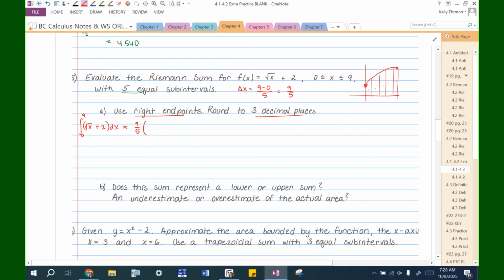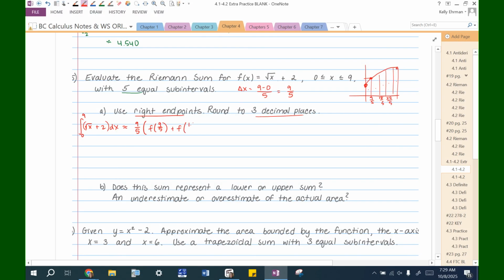1, 2, 3, 4, 5. Okay, so if you have 5 subintervals, your first one is this way. This is at 9/5. This one's at 18/5. 27/5. So you can keep counting on here. So it's going to be f of 9/5 for the first one instead of starting at f of 0.